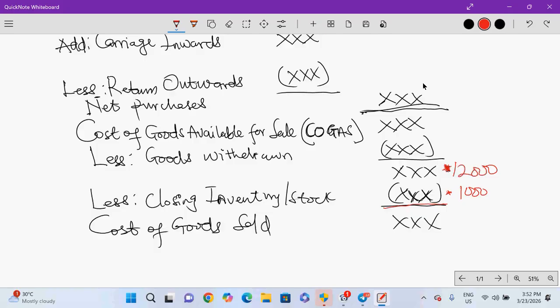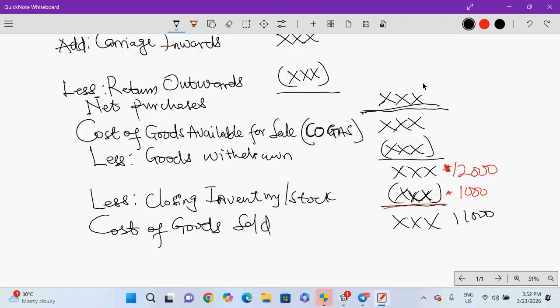But I'm asking, what is the name for the difference? The cost of goods sold. We have 12,000 of goods to be sold, and they are telling us the remaining is 1,000. Closing inventory is the remaining inventory or remaining stock. It's 1,000. It means that we have sold 11,000.